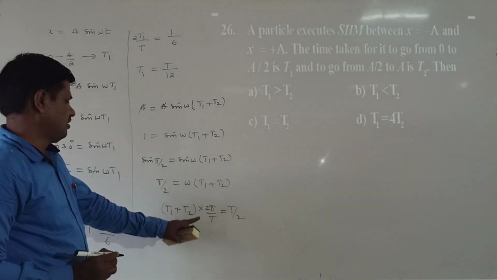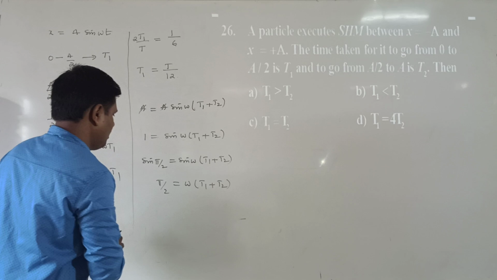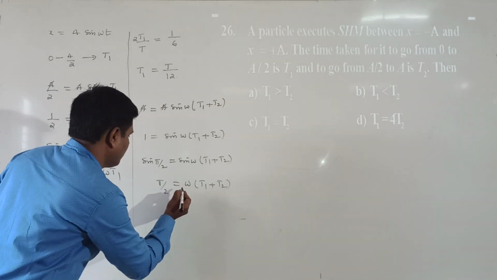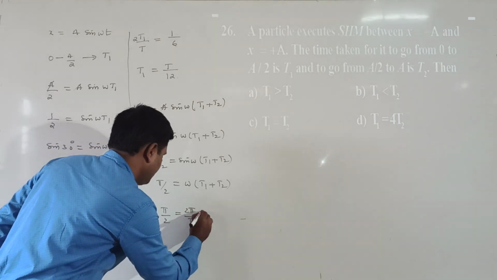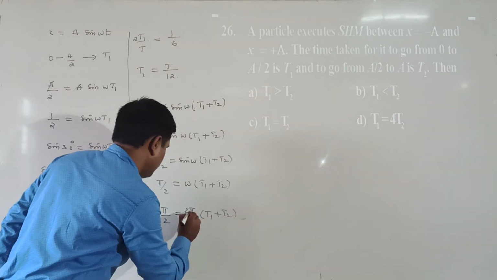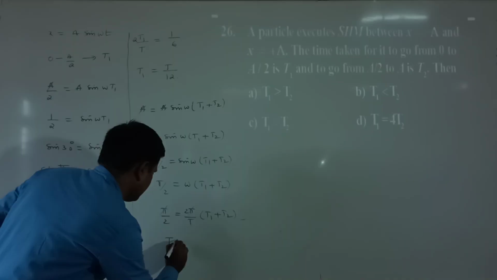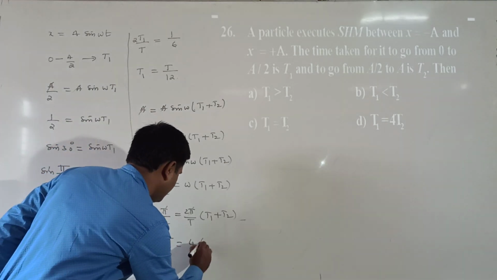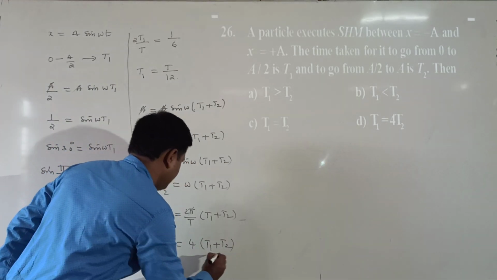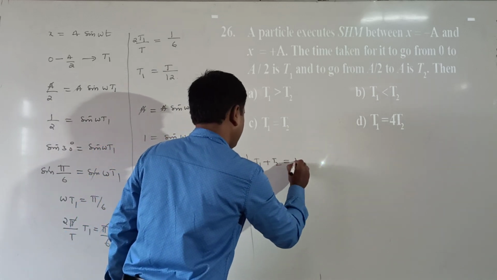Now pi by 2 is equal to 2 pi by t into t1 plus t2. Now pi cancels. From this we get t is equal to 4 into t1 plus t2. So t1 plus t2 is equal to t by 4.